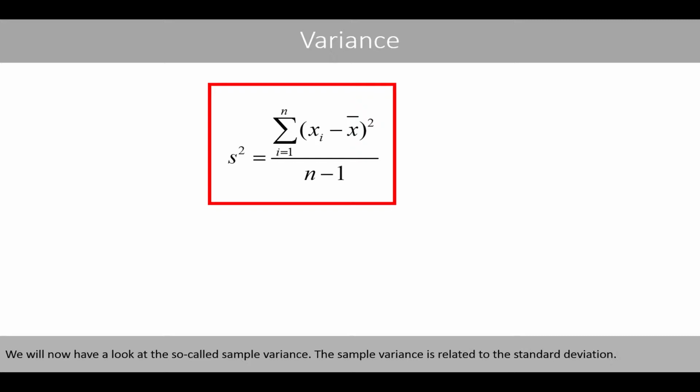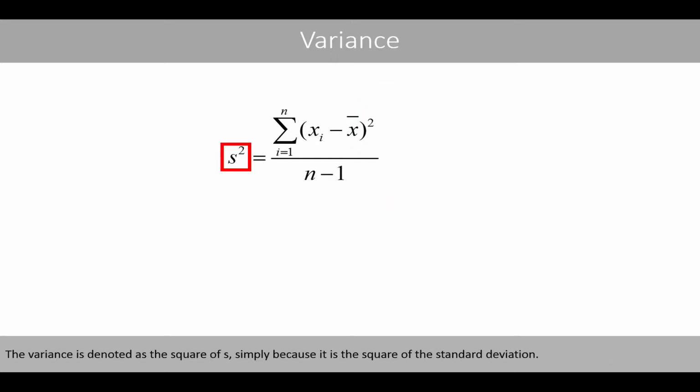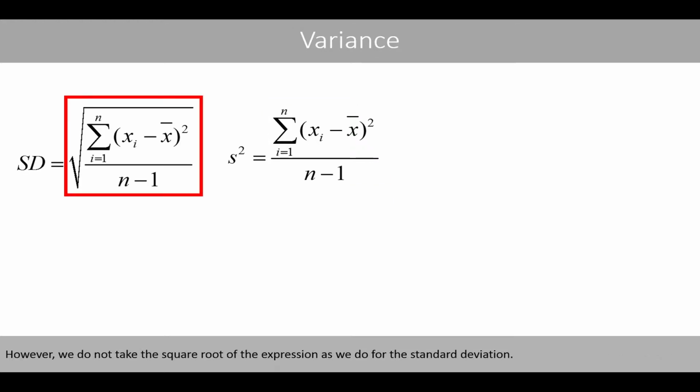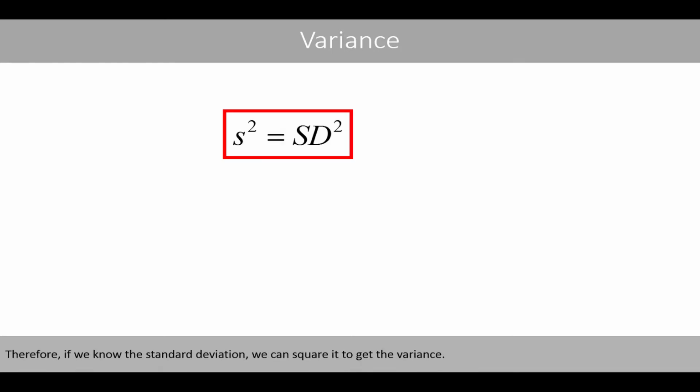We'll now have a look at the so-called sample variance. The sample variance is related to the standard deviation. The variance is denoted as the square of S, simply because it is the square of the standard deviation. The variance is also computed by adding the square differences between observations and the mean, and then divide by n-1. However, we do not take the square root of the expression as we do for the standard deviation. Therefore, if we know the standard deviation, we can square it to get the variance.